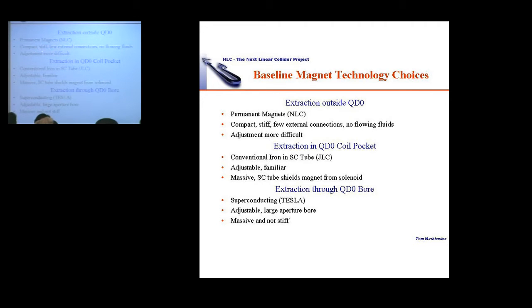And while there are schemes for adjusting permanent magnets, they're not as simple as simply turning a knob on a power supply. If you want to extract in the coil pocket, you have the complication of the superconducting tube, whereas the magnet itself is adjustable and familiar. If you choose to extract through the superconducting bore, basically you get a standard superconducting magnet, adjustable, large bore. However, it's sort of big, not stiff, and at least from the point of view of the bunch structure that we have for the X-band colliders, not as amenable to the kind of vibration suppression schemes that we're thinking about.